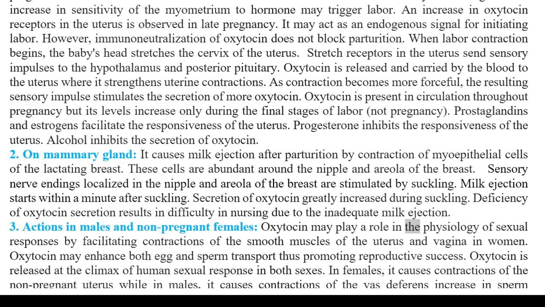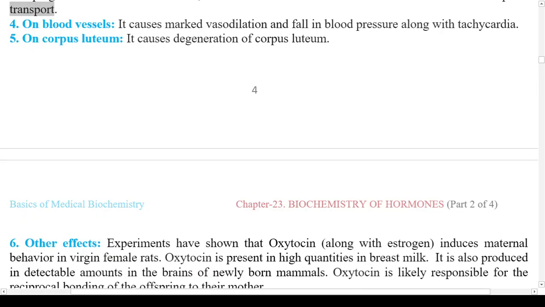Oxytocin may play a role in the physiology of sexual responses by facilitating contractions of the smooth muscles of the uterus and vagina in women. Oxytocin may enhance both egg and sperm transport, thus promoting reproductive success. Oxytocin is released at the climax of human sexual response in both sexes. In females, it causes contractions of the non-pregnant uterus, while in males, it causes contractions of the vas deferens, increasing sperm transport. 4. On blood vessels, it causes marked vasodilation and a fall in blood pressure along with tachycardia.